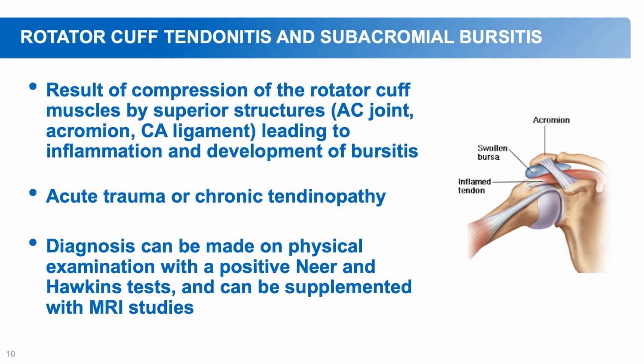You can imagine that acromion on the top, if somehow you develop what's called bone spurs on the undersurface of that, or you have an acromion that's thicker than normal, when you go to move your shoulder up, you can imagine impingement and pinching of your rotator cuff tendons between that acromion and your humeral head.